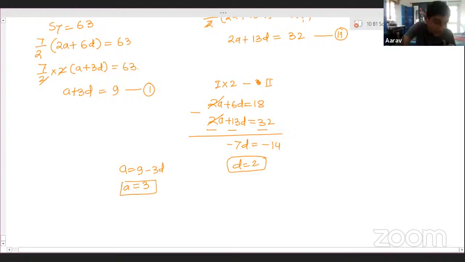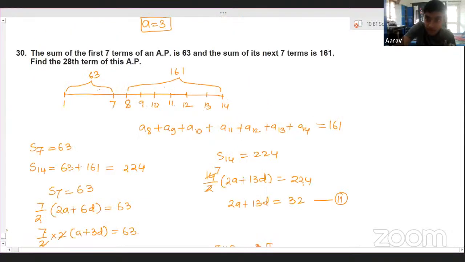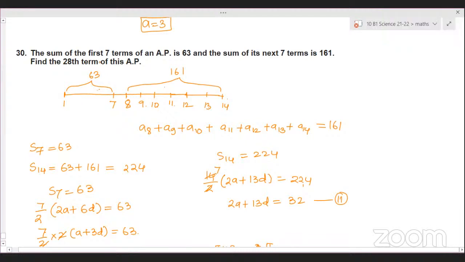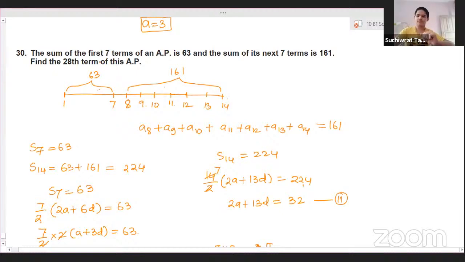Ma'am, you can cancel the 55th question. I got it. Okay. So find the 28th term, not the sum of 28 terms, the 28th term. Understood? Yes, ma'am.